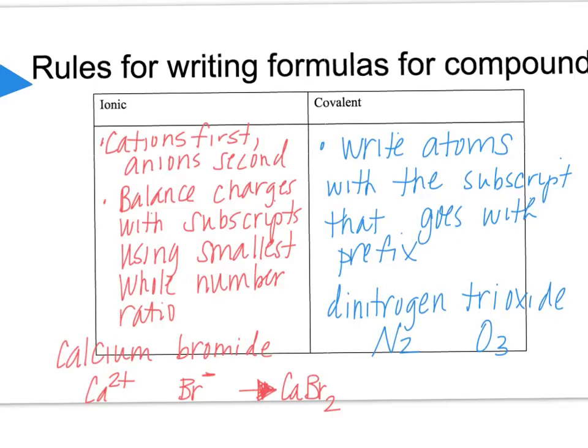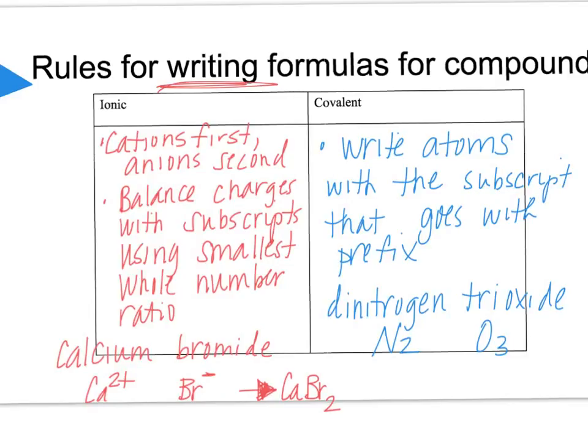Next. Rules for writing formulas for compounds. We'll talk about ionic first. This is for just writing, not naming. When we're writing a formula for ionic, we always put the cations first, the anions second. We balance the charges using the subscripts, and we want the smallest whole number ratio. So this example here is calcium bromide. I got a +2 here and a -1 there. So I need both sides to be a total of a 2, so the positives can cancel out the negatives. So in that case, I would use 2 total bromines. So I would write it as CaBr2.